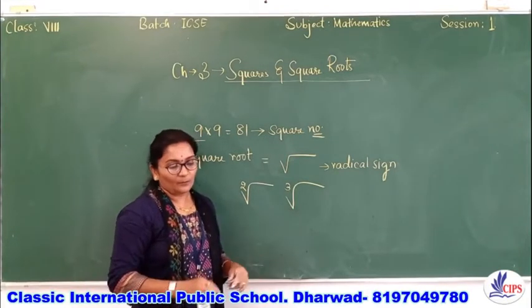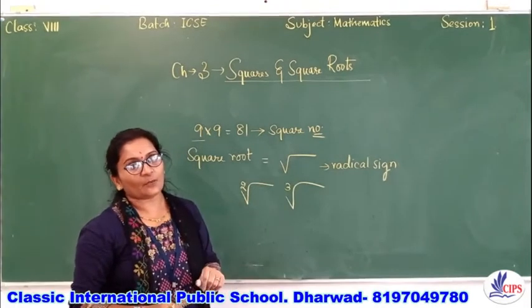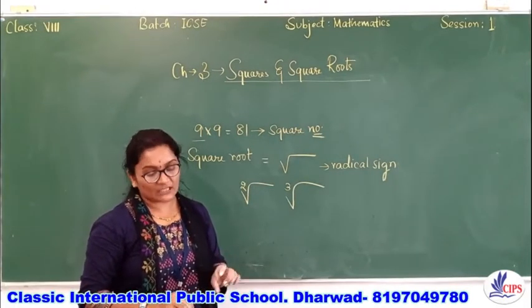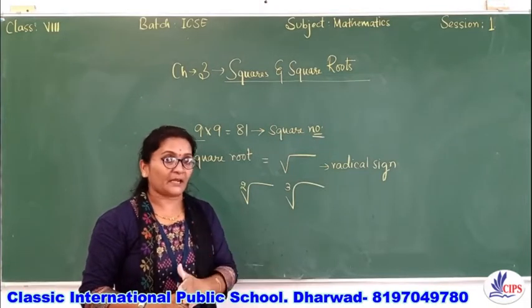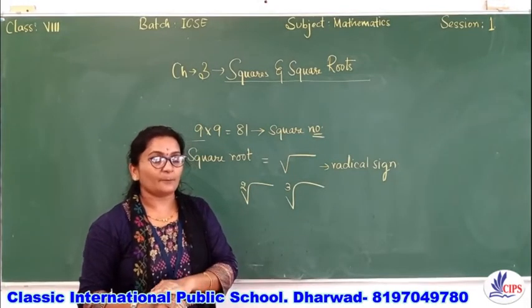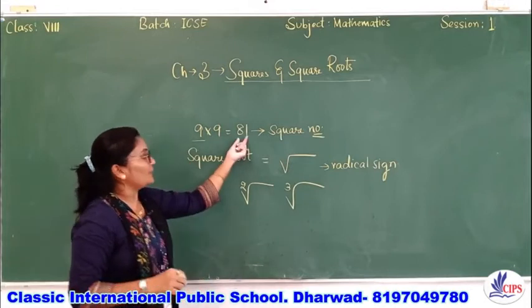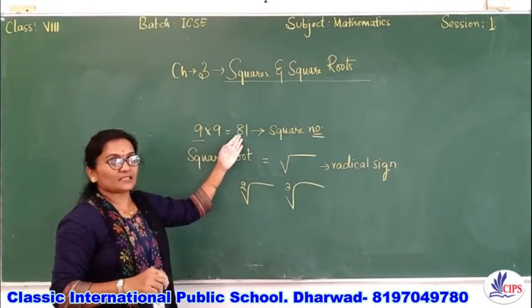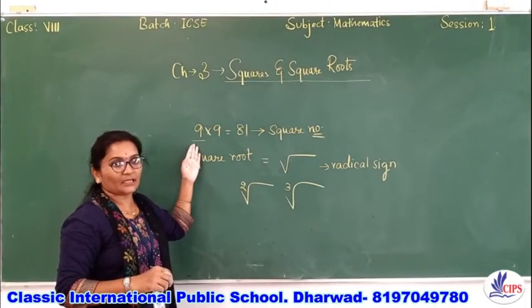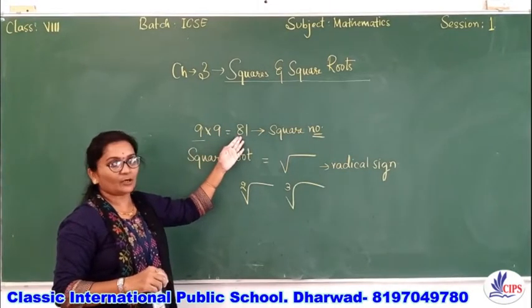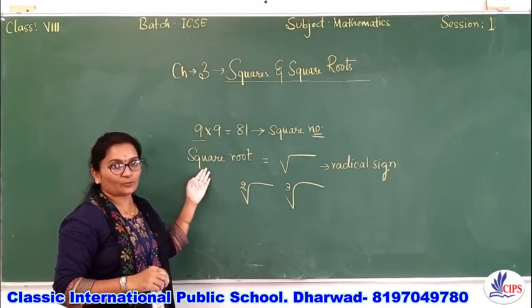Now what's the meaning of perfect square? A number whose exact square root is obtained, that number is called a perfect square number. Now here 81. 81 is called a perfect square number because we can obtain the square root of that number.